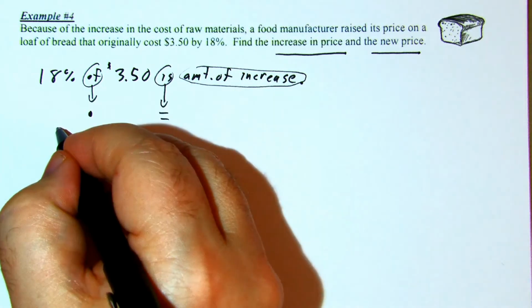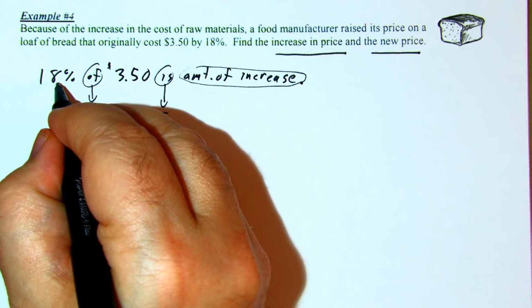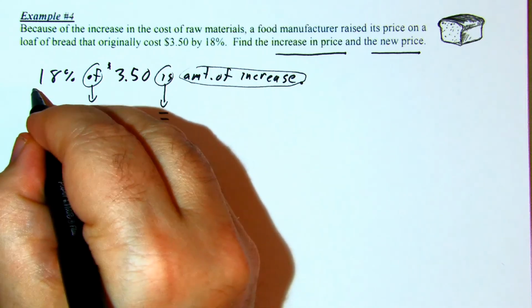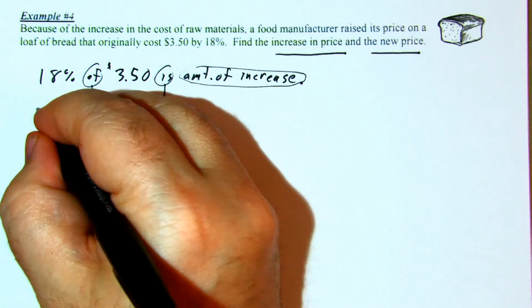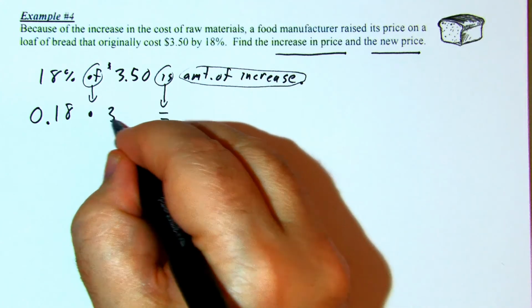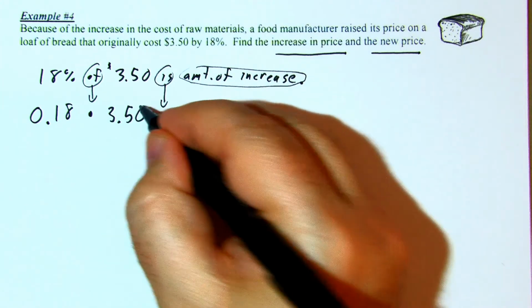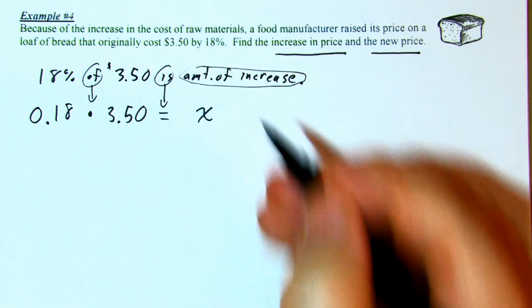18%, when we rewrite it, we'll get rid of the percent symbol and we'll move the decimal point that would start immediately to the right 2 places to the left. That's 0.18. The $3.50 can come straight down. I don't need the dollar sign right now, but 3.50. And the amount of increase is what we're looking for, so that gives us x.